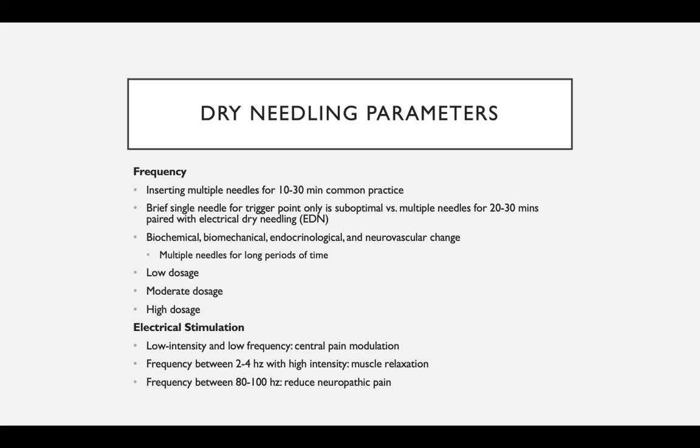The benefit of muscle relaxation is caused by reduced endorphins. And then the neuropathic pain, or the benefit of reducing pain, is due to the release of different chemicals that inhibit pain impulses. When introducing electrical stimulation, you may use low intensity and low frequency for central pain modulation. A frequency between 2 to 4 hertz with high intensity is used for muscle relaxation, and a frequency between 80 to 100 hertz reduces neuropathic pain.